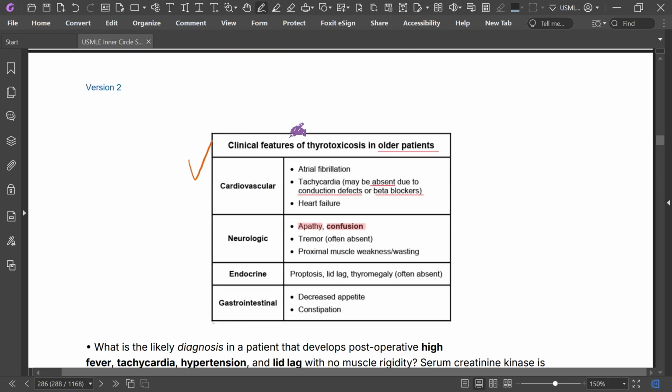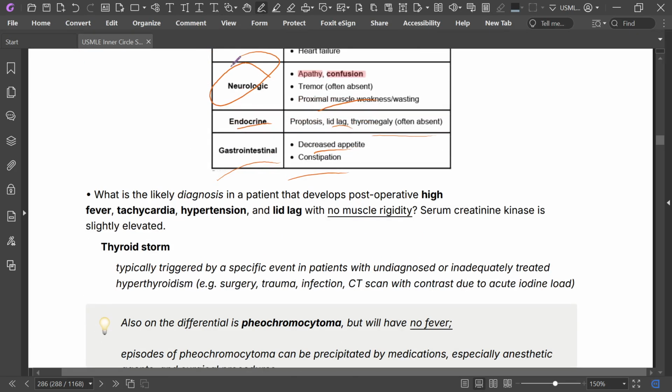Clinical features of thyrotoxicosis in older patients. Cardiovascular: atrial fibrillation, tachycardia, hypertension, and they can present with heart failure. Neurologic: apathy, confusion, tremor, proximal muscle weakness. Endocrine: proptosis, lid lag, goiter. GI: decreased appetite and constipation.